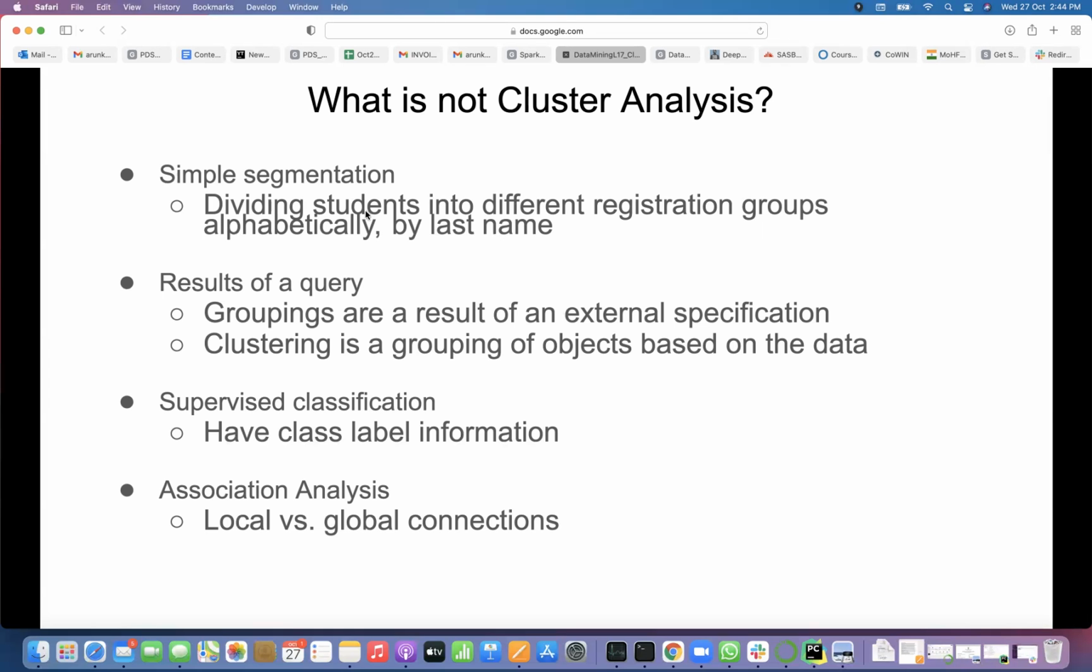So what technique are we using here? Dividing students into different registration groups alphabetically by last name. Are we trying to minimize or maximize anything here?